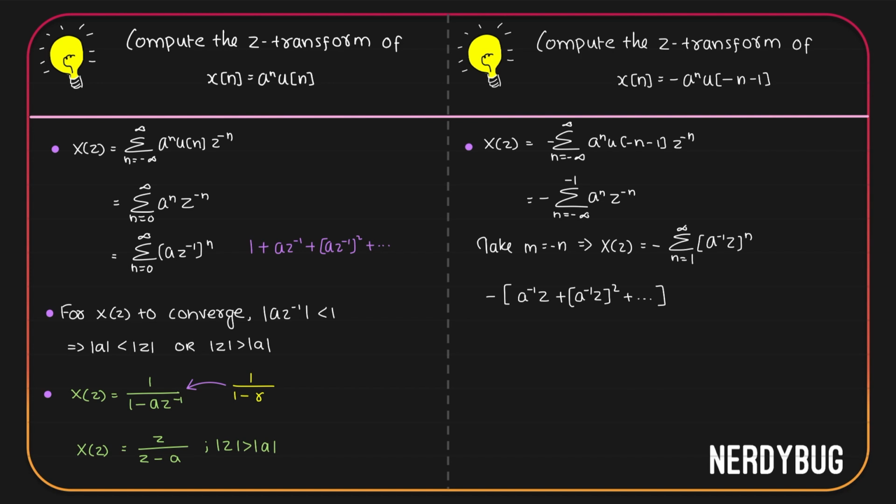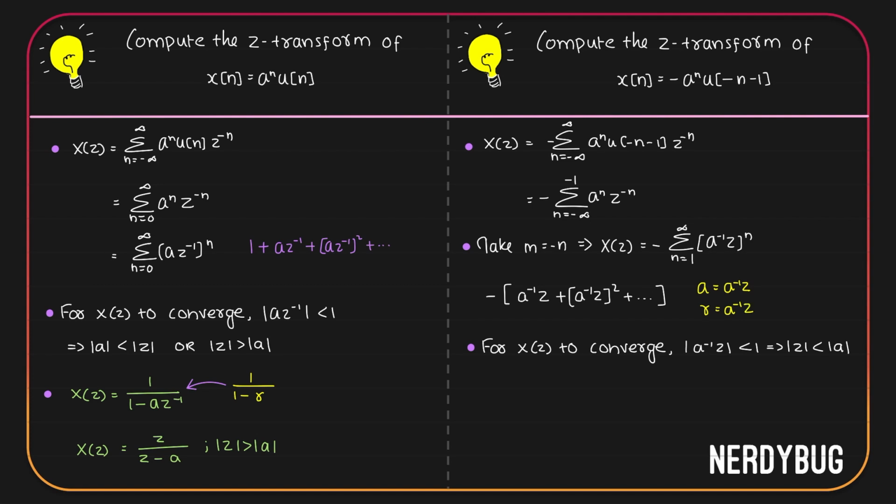Now for the sum of an infinite GP to converge, its common ratio should be less than 1. Here the common ratio is a raised to minus 1 z. So we can write, for x of z or the sum of the GP to converge, the magnitude of the common ratio, magnitude of a raised to minus 1 z, should be less than 1. Taking magnitude of a inverse to the other side, we can write magnitude of z should be less than magnitude of a.